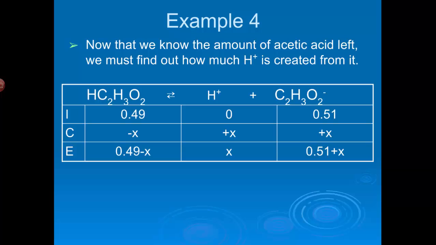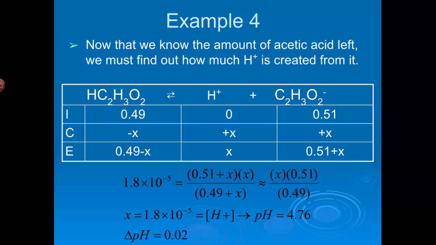So our initial concentration now of the acid is what was left over, 0.49 moles per liter. No H plus, and we already have 0.51 moles per liter of the acetate ion from that last reaction. So those are our initial concentrations. The change is the usual, and we have our new expression, which we can plug into our Ka expression, make the approximation, and we find out that our X value has not really changed all that much. 1.8 times 10 to the minus 5. Still very close.